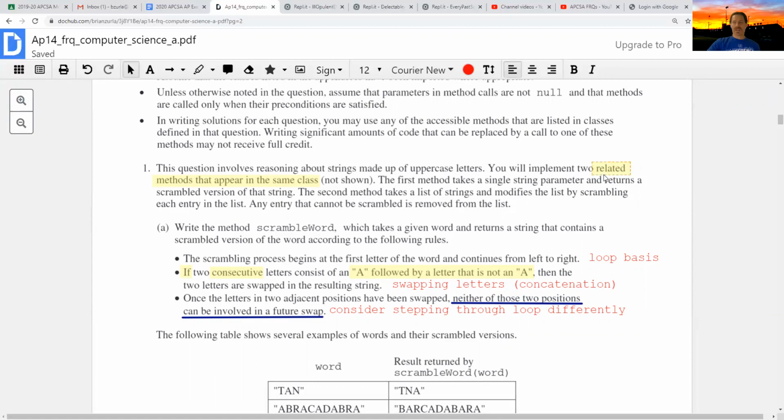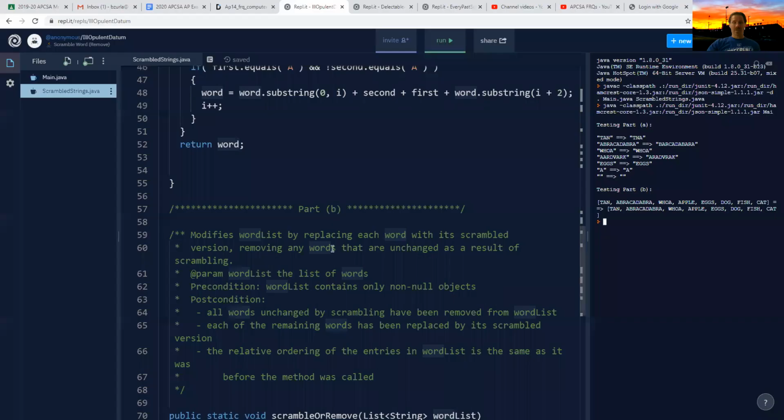Another thing I wanted to point out, in this question, the second sentence, you will implement two related methods. Sometimes we see them say unrelated methods. When they say related methods, you can probably count on the fact that you're going to have to call one of the earlier methods in one of the later methods. And so that's exactly what's happening here.